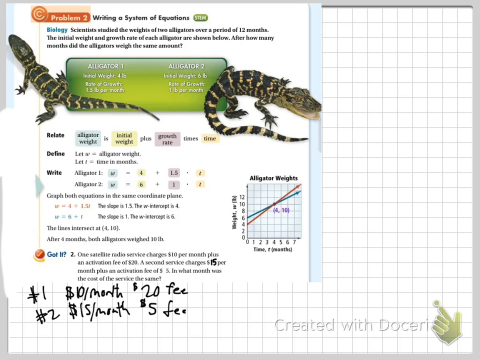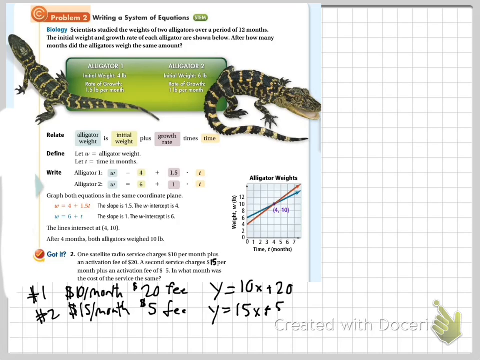So we're going to write the equations of those first. So if I have it for 1 month, that cost me $10. 2 months, that cost me $20. 3 months, that cost me $30, right? We're multiplying. So it's going to be y equals 10x plus 20. And we're going to do the same sort of thing for our other equation. So y equals 15x plus 5. And we're going to graph that.